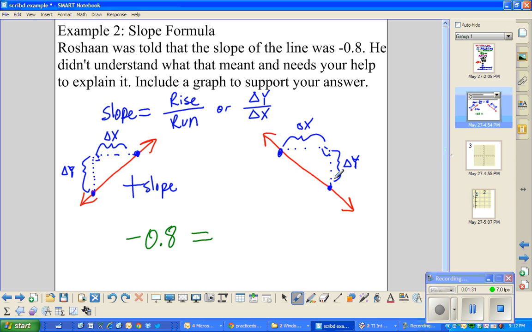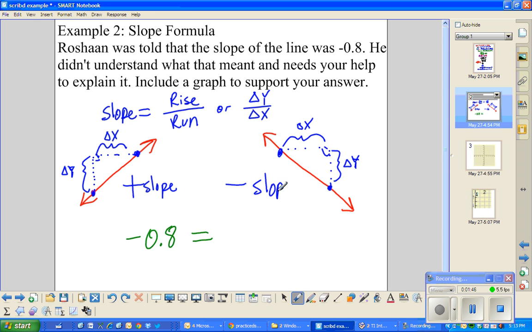In this case, we're up and left. Up and left is positive over negative, which is a negative slope. Or you could think about it right and down. Right is positive and down is negative, so it's still going to be negative. This is a negative slope.